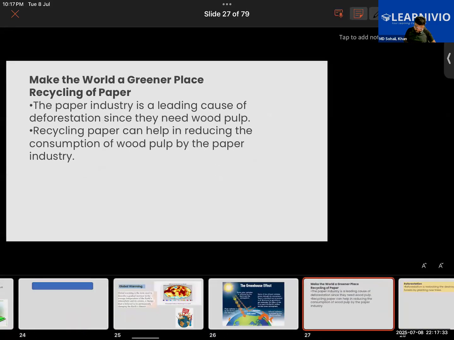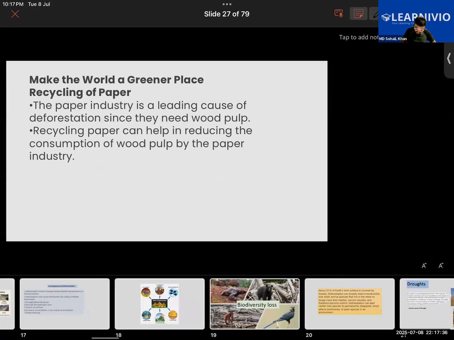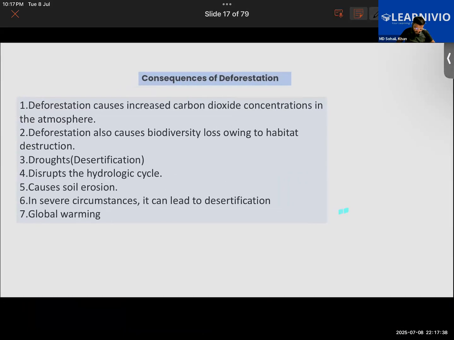So these are the different consequences of deforestation. Hope you guys have understood all of this. Like this soil erosion also. Let me complete this one also. This one was left, and hydrological cycle. See, so soil erosion is basically loss of the topsoil.